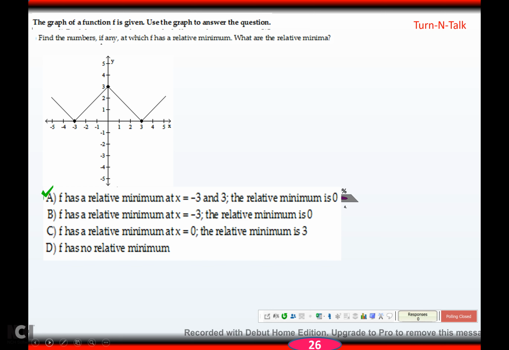Okay, this one says, find the numbers, if any, at which f has a relative minimum. These are the relative minimums, the lowest points. It has a relative minimum at -3 and at 3. So you list your x-coordinates, that's where they are, but the minimum is the y-coordinate, which would be 0, because this ordered pair is (-3, 0), this is (3, 0). So you have minimums at this x-coordinate and at this x-coordinate, and that minimum is 0.